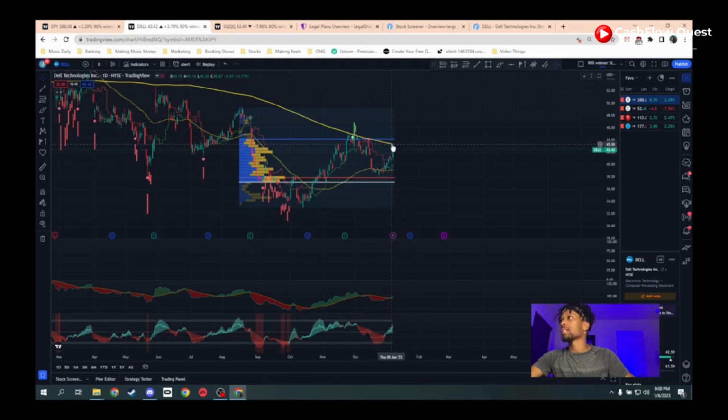I'm waiting for a rejection, right? So both of these are green. Don't want to enter just yet, because ultimately, if we're on a downtrend and you catch it on a downward slope, then you're in a good position anyway. So you should be okay. Just hold out. Dell, that's a good one to look at, right?